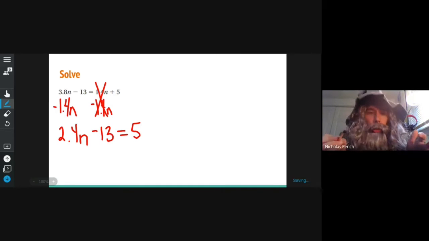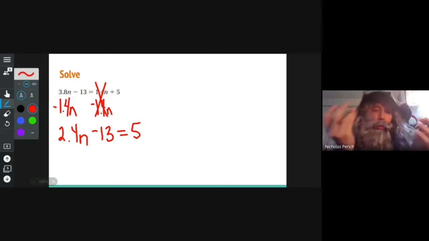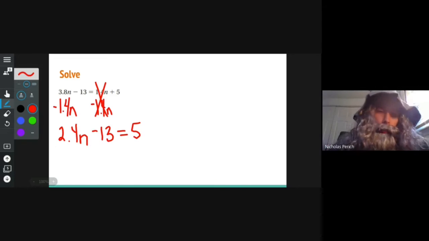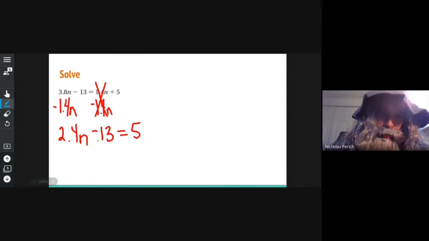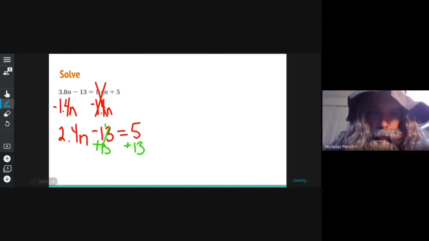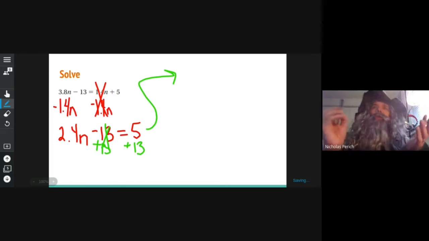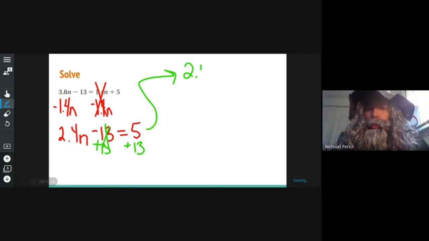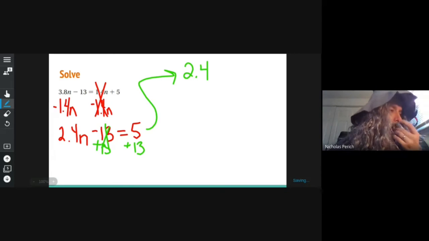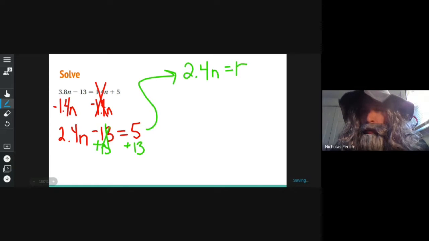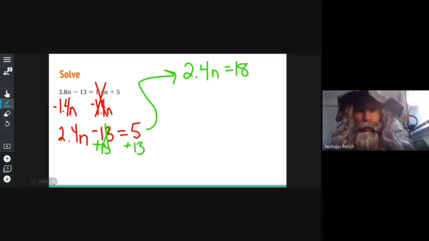Now, it appears to me that we have 2 steps before we shall complete this problem. I am going to add 13 to both sides because -13 is floating around. And the inverse of -13 is +13. So through the powers of addition, I now have 2 4/10 n = 18. Yes, yes, marvelous.